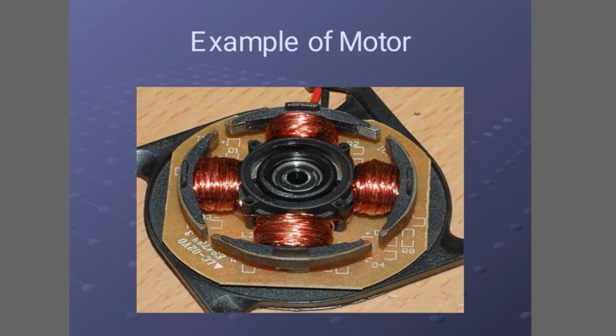An example of a motor is given here. The central magnet is shown. A copper wire is turned as a rotor, and when a current is passed through the copper wire, it acts as a magnet. So it is the one which mainly acts in the electric motor.